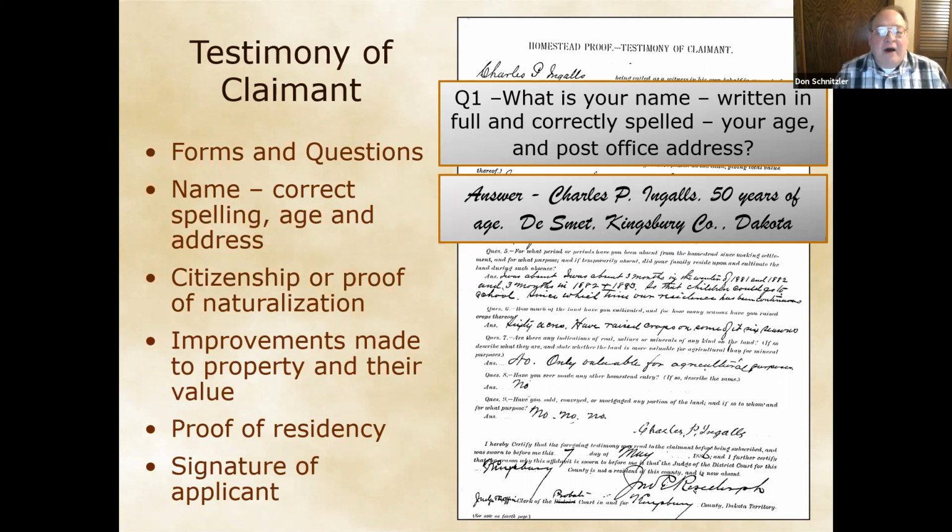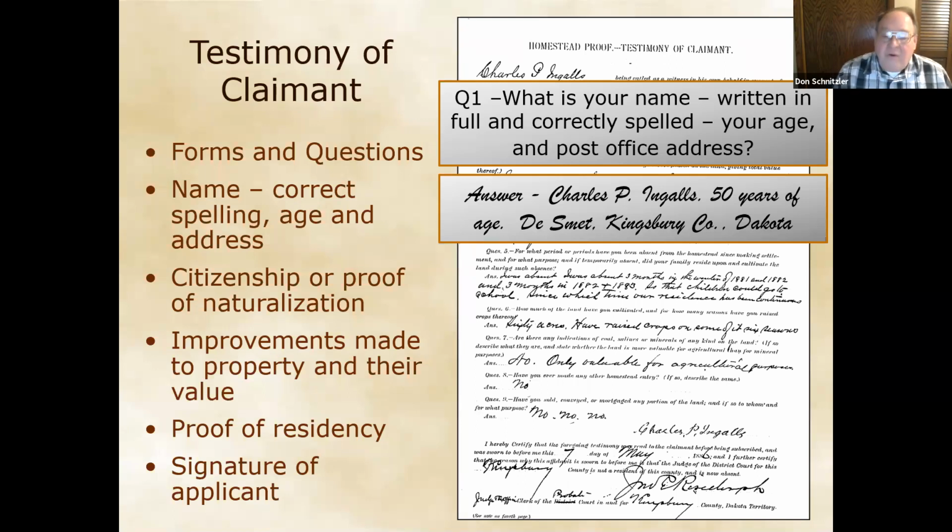Then they had to provide testimony to the General Land Office. Again, they were asked a series of questions. Question 1 was, what is your name, written in full and correctly spelled, your age and post office address. Here Mr. Ingalls answers, my name is Charles P. Ingalls, 50 years of age, living in DeSmet, Kingsbury County, Dakota.